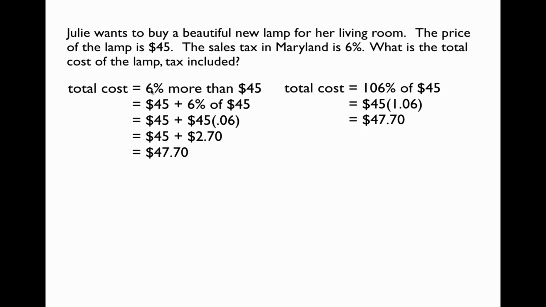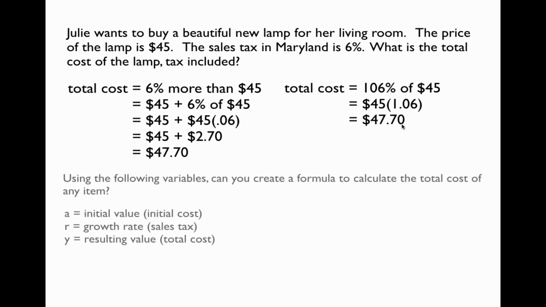So if we have 6% more than a value, that's the same as having 106% of that value. So if you want to find 106% of $45, you would just multiply it by 106%, or 1.06, that percentage represented as a decimal. And when you do that, you get the same exact thing. All right, and so you also might remember this from class.